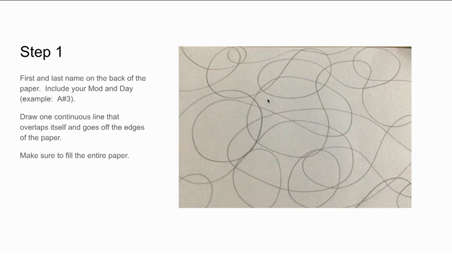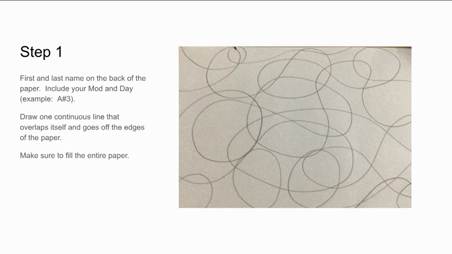Step 1. Write your first and last name on the back of the paper. Include your mod and day, for example, A3. Draw one continuous line that overlaps itself and goes off all the edges of the paper. Make sure to fill up the entire paper.